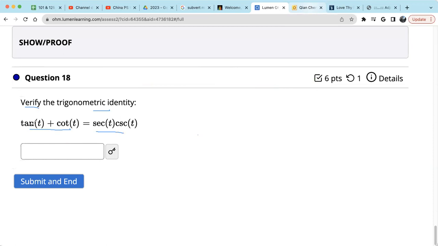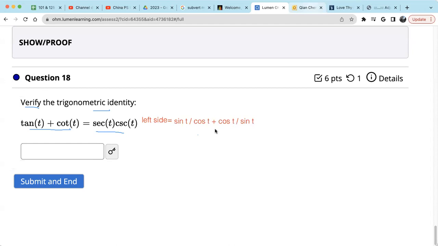Okay, so let's start from the left-hand side. Tangent t is sine t over cosine t, right? And cotangent t is cosine t divided by sine t. So we start from the left-hand side. Maybe we even write it: left side equals to. So we rewrite tangent t as sine divided by cosine. We write the cotangent as cosine divided by sine.